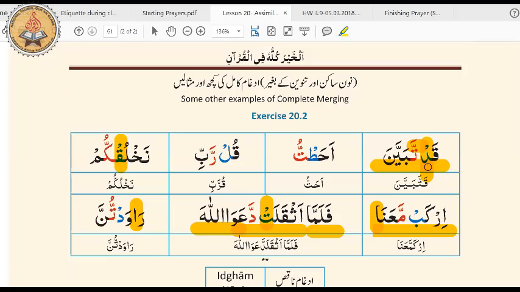Qatta bayyana. Yeah, qatta. So you don't say the dal. Remember, qatta bayyana. Good, well done. Have a go at this next one.